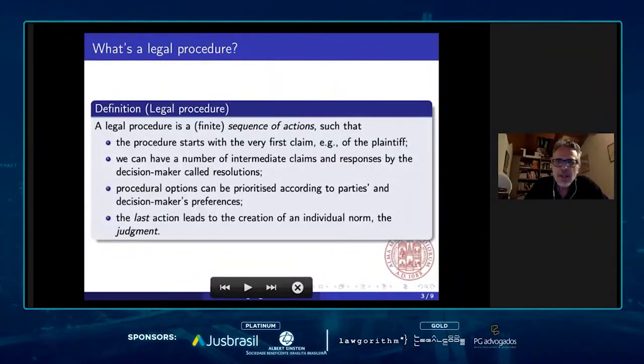So in a very concise way, we can say that the procedure is a finite sequence of actions, and the start is a first claim by the plaintiff, for example. Then we have, as I said, intermediate claims, responses. So we have claims and responses by the authority, by the decision maker, which are called resolution. Then you may have priorities among the options in the procedure. Then we have a last action that leads to a so-called individual norm, which is the judgment. Right.